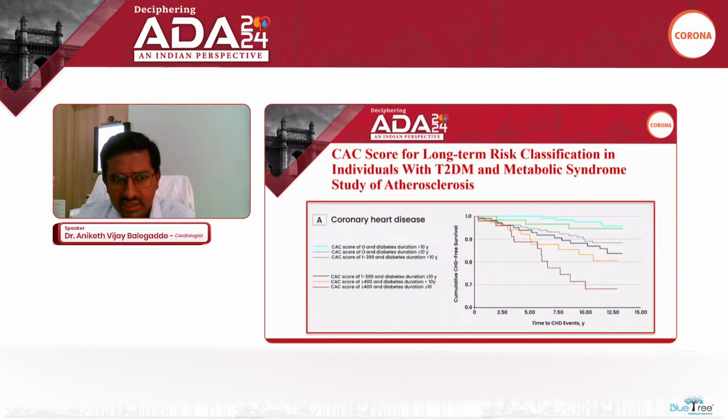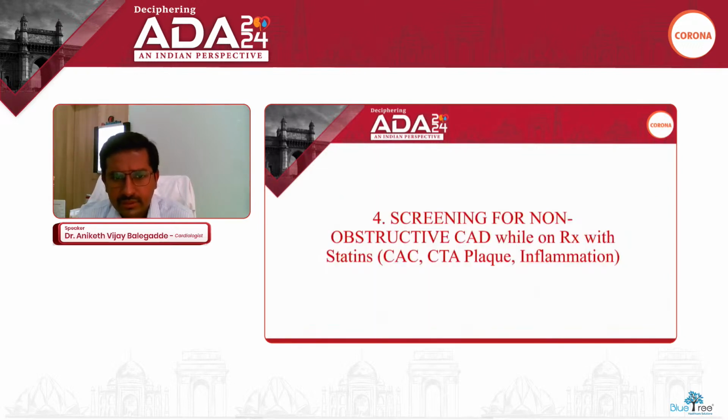Coronary artery calcium score for long-term risk classification in individuals with type 2 DM and metabolic syndrome. It's a study of coronary artery calcium done in those high-risk patients with diabetes. That also showed that the higher the score, the worse the prognosis, and the lower the score, the better the prognosis. Screening for non-obstructive CAD while on treatment with statins: if a patient with diabetes was on treatment with statins, to identify the disease we use the same methodology: coronary artery calcium score, CT angiographic plaque, and the inflammatory markers.